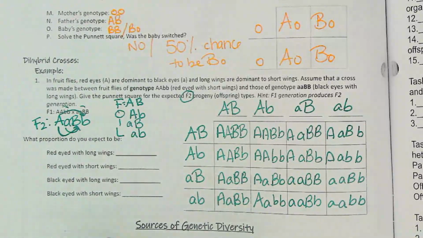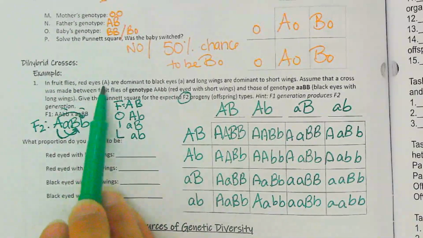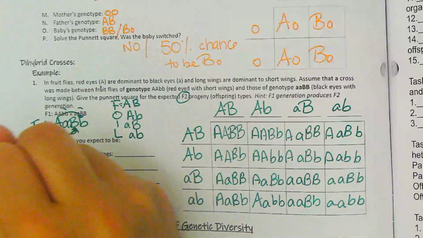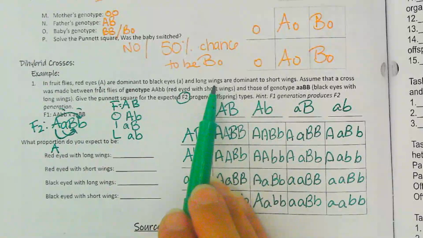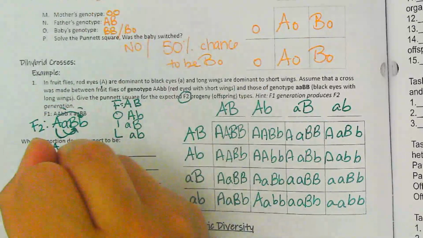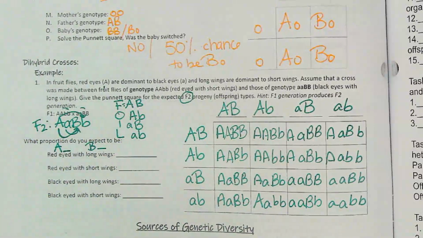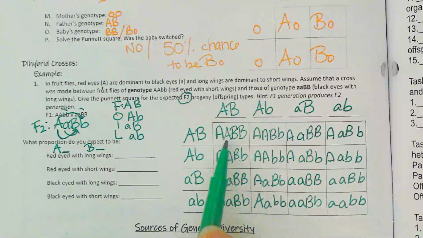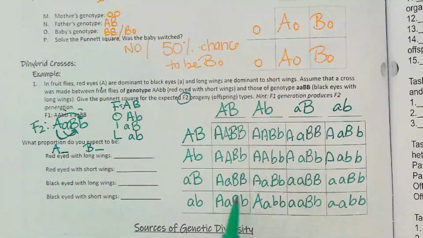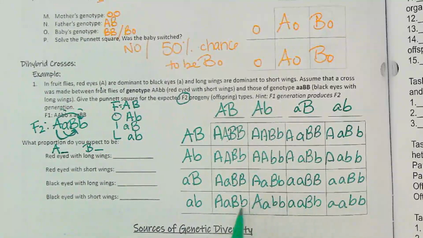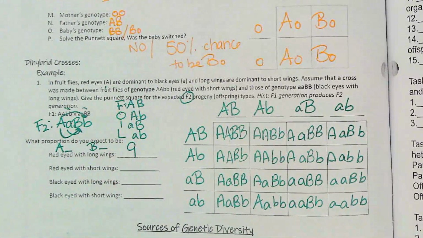And then I check to be red with long wings. I know red when I look up here is capital A. Long wings are dominant, so they are going to be B. So how many have a capital A, capital B? I go and count them. 1, 2, 3, 4, 5, 6, 7, 8, 9. 9.